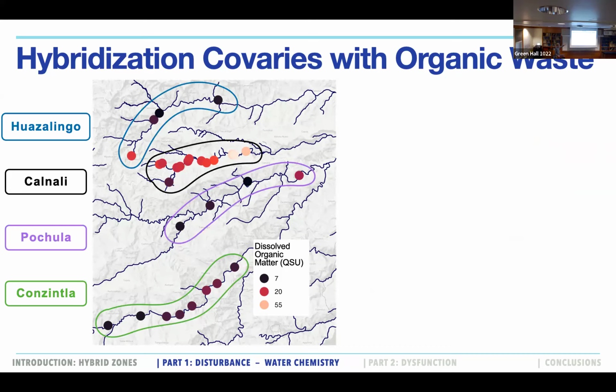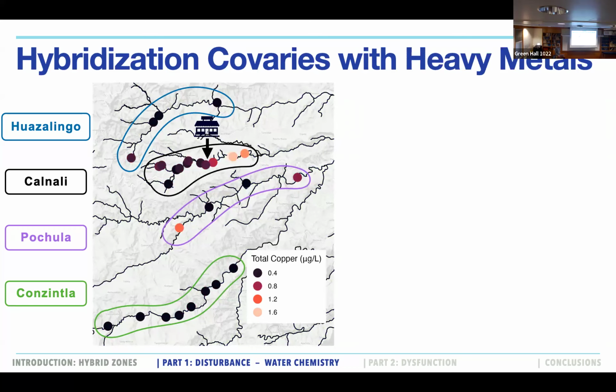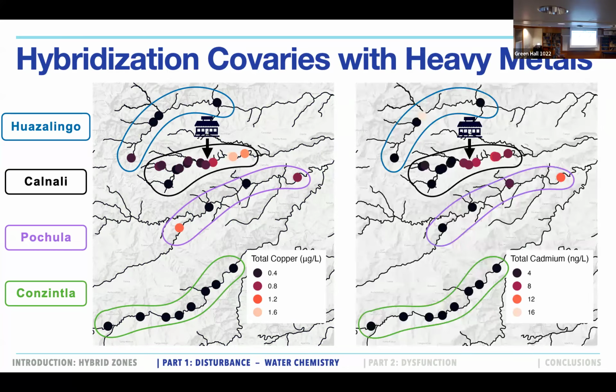So these are our 4 rivers again, these are our sampling sites, and in this case, dissolved organic matter, where the lighter colors are higher values. We see higher values of dissolved organic matter in the Calnali in general, but especially high downstream of the town. Similar pattern in ammonia, also in nitrite, which I'm not showing. And then in those heavy metals that I mentioned, again, in copper, which is a known neurotoxin in sufficient quantities, we see higher values downstream of the town of Calnali. Same with cadmium, a raft of other parameters.